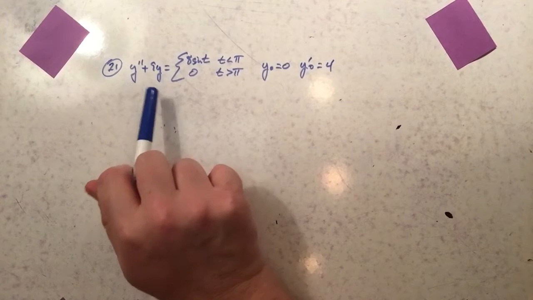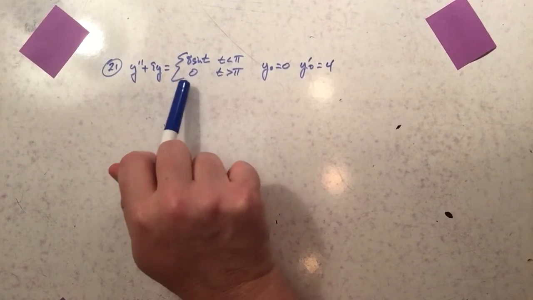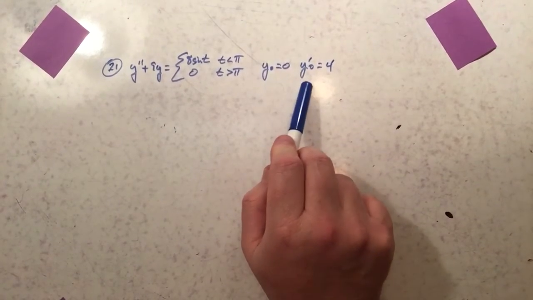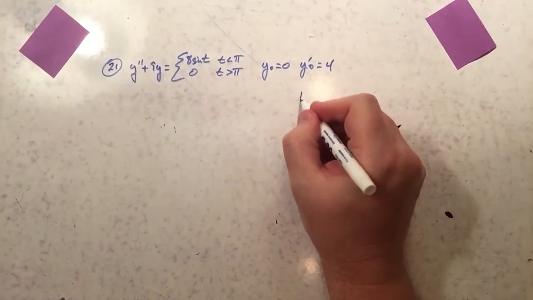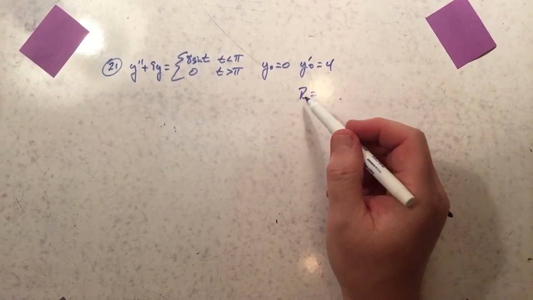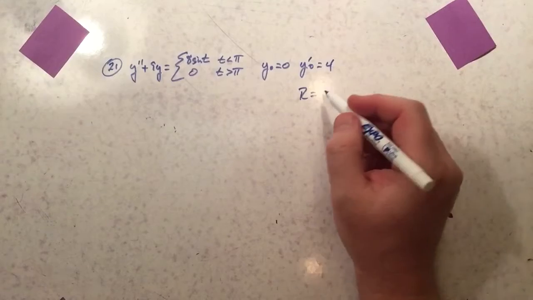Y double prime plus 9y equals the piecewise defined 8 sine t when t is less than pi, and 0 when t is greater than pi. The initial conditions are y(0) = 0, and y prime(0) is 4. Well, what I want to do first, and I'll do this off to the side, is do the piecewise defined Laplace transform of the R values, because we know we're going to plug it into our algebraic expression.